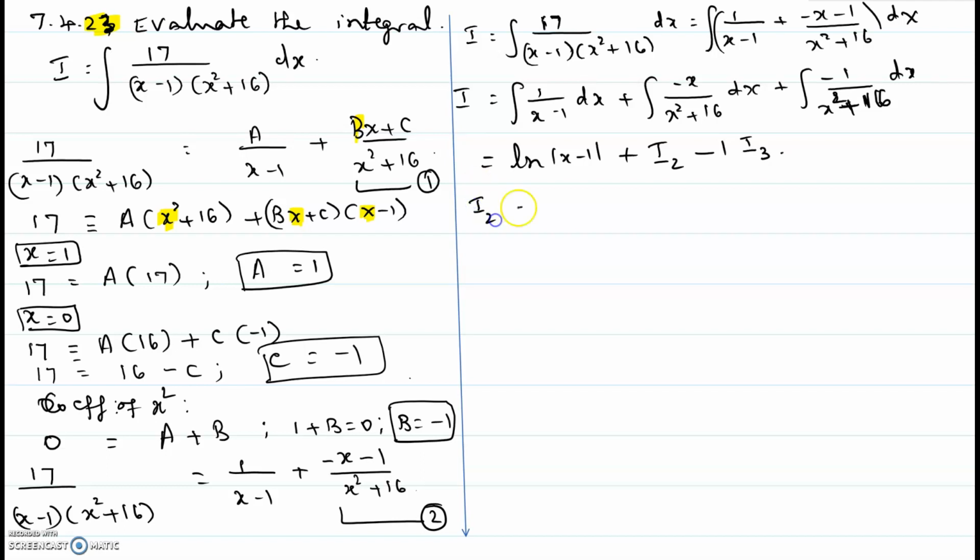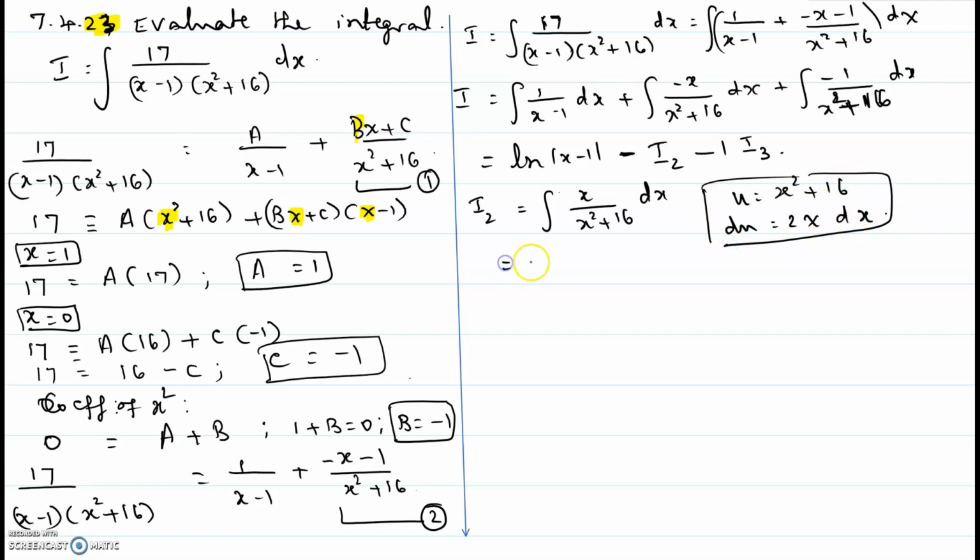So what is I2? Here also I can remove the negative sign, so it will become negative I2. Then I2 is simply the integral of x over x squared plus 16 dx. So if I substitute x squared plus 16 equal to u, then du would be 2x dx. This is the substitution we would use. I'm going to call this step 3. We are going to get back to the step and then plug in the values of I2 and I3 that we are going to evaluate just now.